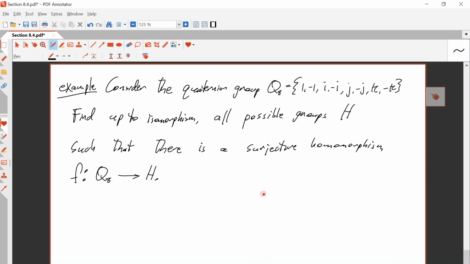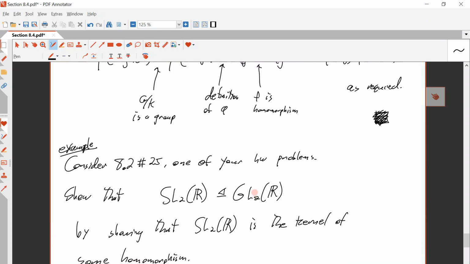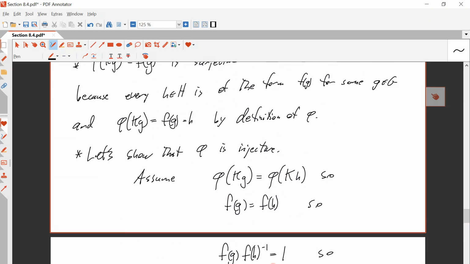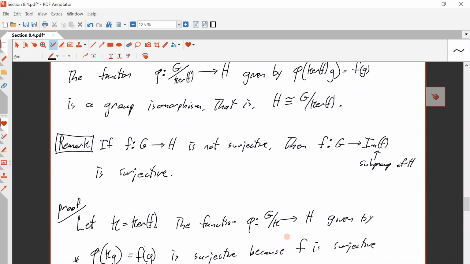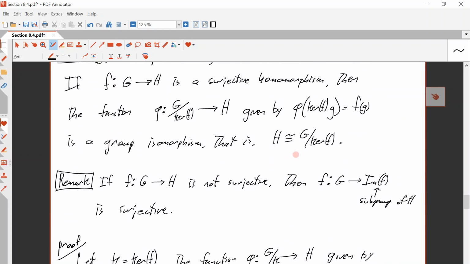Okay, well, Q8, what are the subgroups of Q8? Essentially, we need to look at the first isomorphism theorem. From the first isomorphism theorem, what are all the normal subgroups? Kernels are normal subgroups.